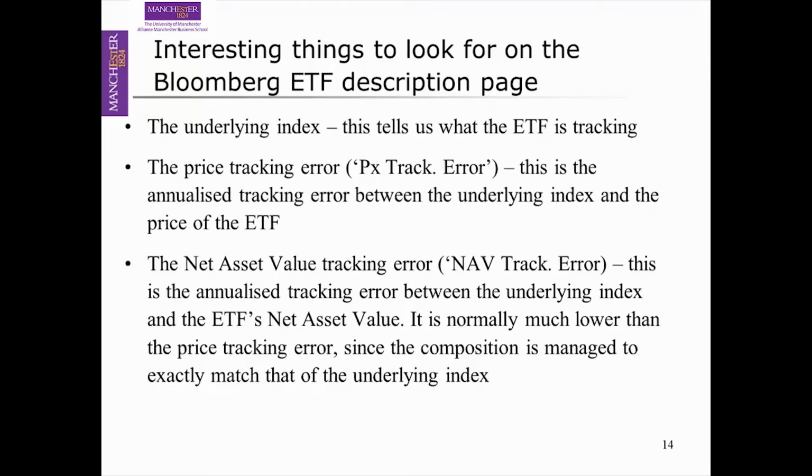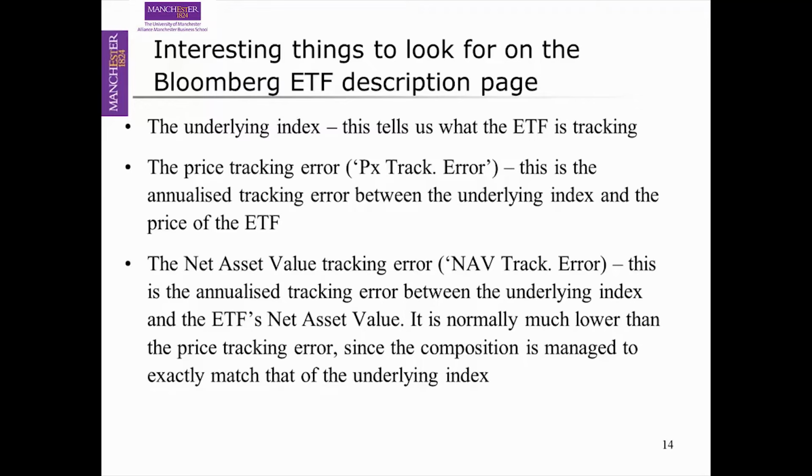Things to look for in the Bloomberg ETF description page. Firstly, look for the underlying index. This tells us what the ETF is tracking. The price tracking error is the annualized tracking error between the underlying index and the price of the ETF. The net asset value tracking error is the annualized tracking error between the underlying index and the ETF's net asset value. It is normally much lower than the price tracking error, since the composition is managed to exactly match that of the underlying index.